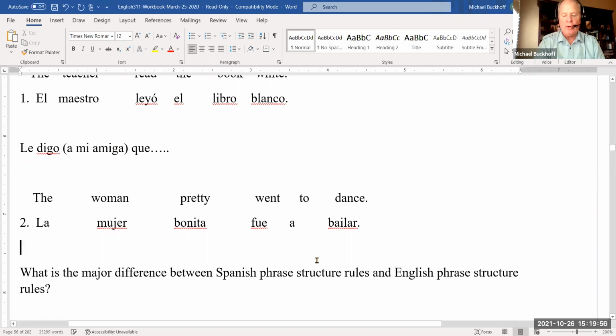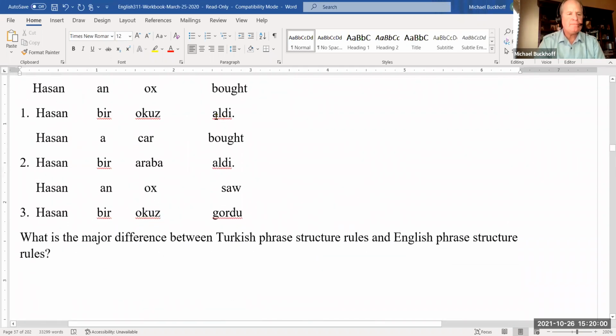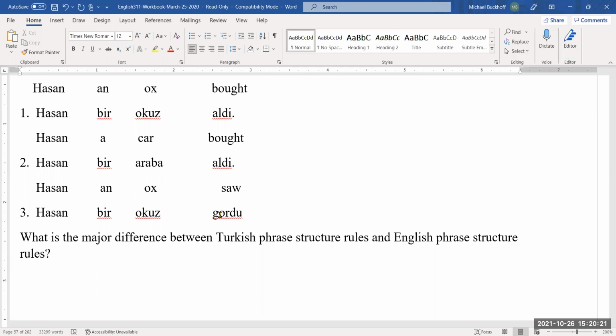Okay, let's look at one more here. Let's go to Turkish. Hasan bir öküz aldı. Hasan bir araba aldı. Hasan bir öküz gördü. So what's the major difference between Turkish and English phrase structure rules? The verb comes after the noun. Good.